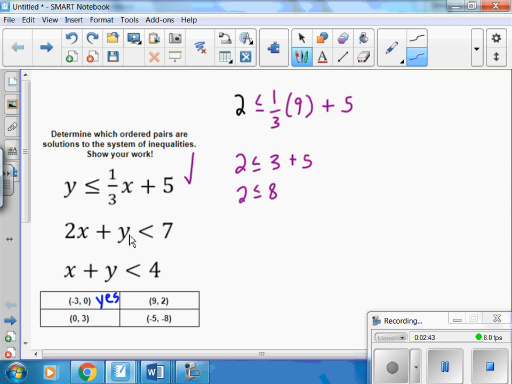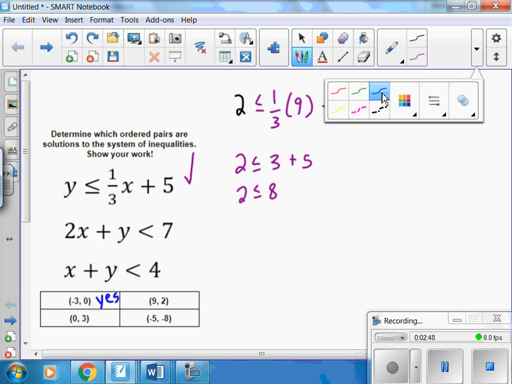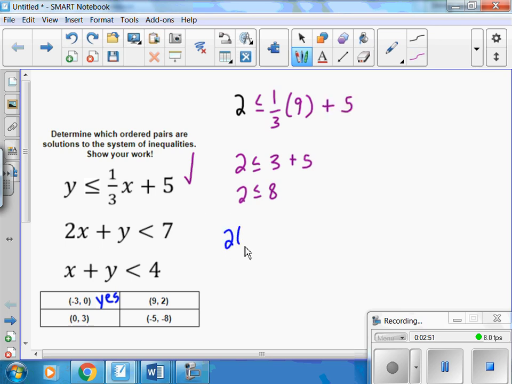Now plug (9, 2) in for x and y here. So we're going to have 2 times, and then in for x, we're going to plug in 9, and plus y, which is plus 2, this is my y, plugged in right here, and then less than 7. 2 times 9 is 18, 18 plus 2 is 20, so now we have 20 less than 7. Is that true? And I would think it's not true. 20 is not less than 7, so it doesn't work for this one.